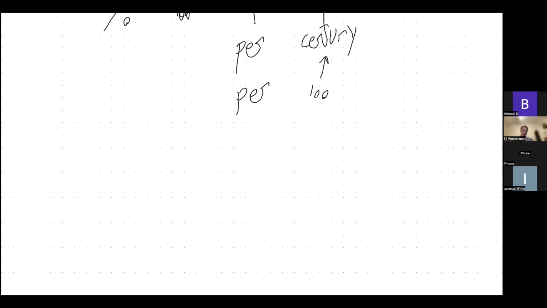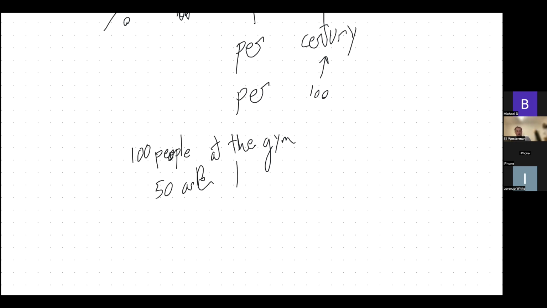Sometimes we're going to be asked what percent a portion is of something, or what portion is a certain percent. Let's look at this one. Let's say there are 100 people at the gym, and 50 are lifting. I might ask, what percent are lifting? The answer is going to be 50% are lifting.